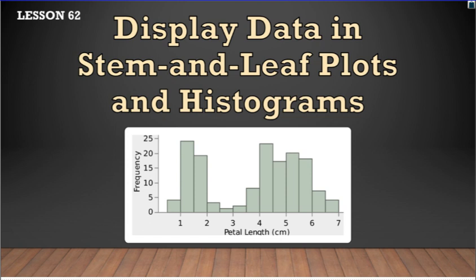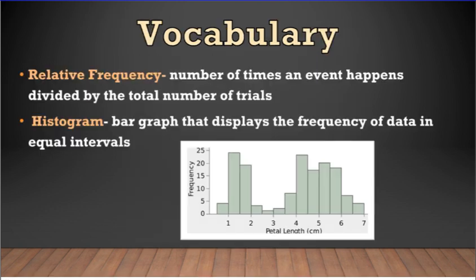Today's lesson is lesson 62, display data in stem and leaf plots and histograms. So, some vocabulary words. Relative frequency, when we're looking at stem and leaf plots or a histogram, is just the number of times an event happens divided by the total number of trials.